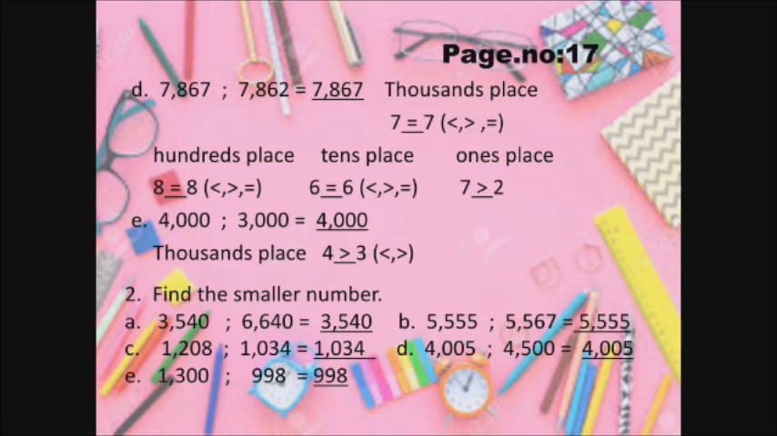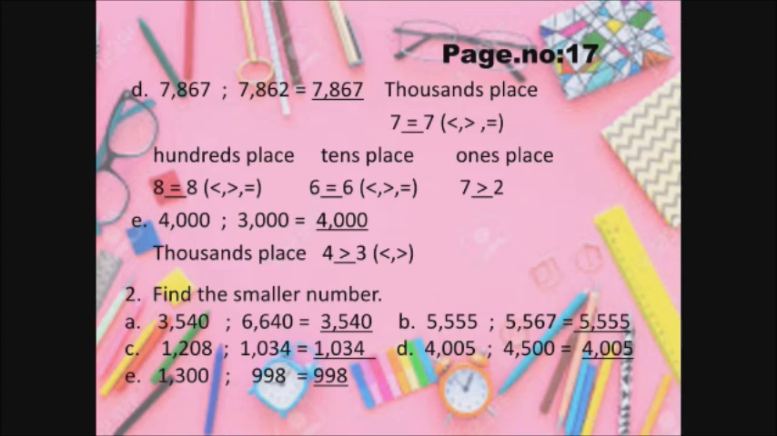We have to see the ones place, because up to the tens place we have the same digit. In the ones place, 7 and 2. So 7 is the greater number. So the answer is 7867. And we have to compare the numbers in the thousands place. 7 and 7, both the numbers are equal, so we have to put the equal to symbol.